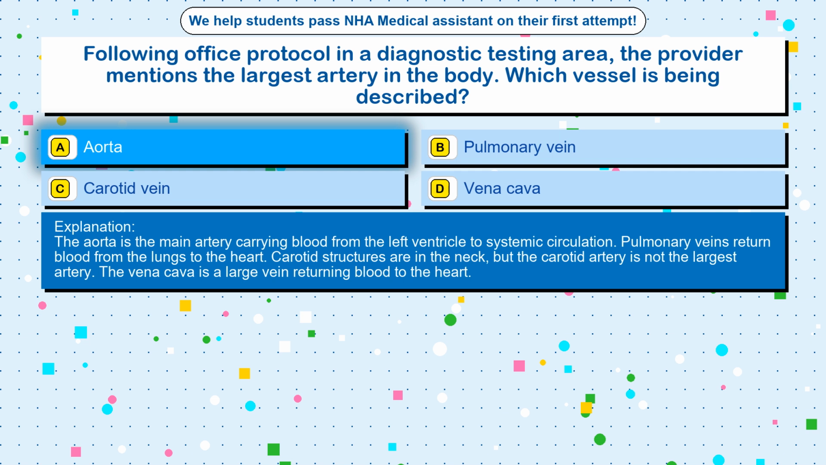Pulmonary veins return blood from the lungs to the heart. Carotid structures are in the neck, but the carotid artery is not the largest artery. The vena cava is a large vein returning blood to the heart.